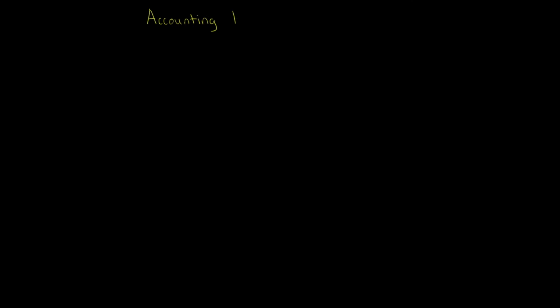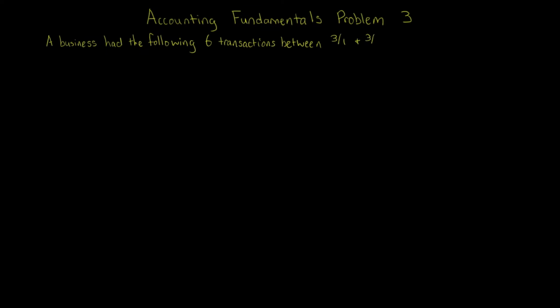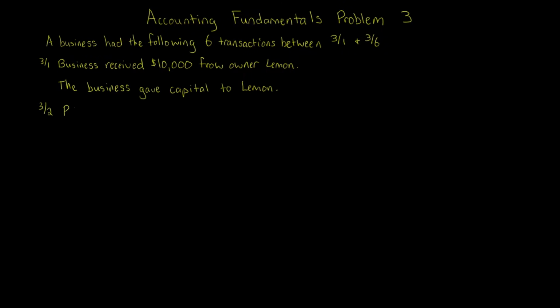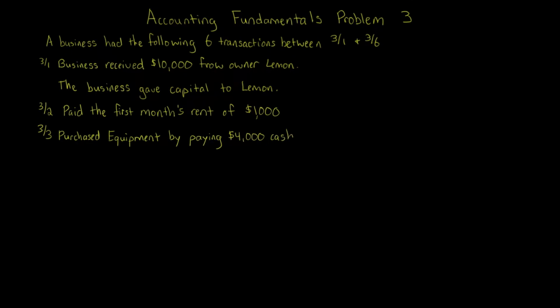Accounting Fundamentals, Problem 3. A business had the following 6 transactions between March 1st and March 6th. On March 1st, business received $10,000 from owner Lemon. The business gave capital to Lemon. March 2nd, paid the first month's rent of $1,000. March 3rd, purchased equipment by paying $4,000 cash and executing a note payable for $5,000.